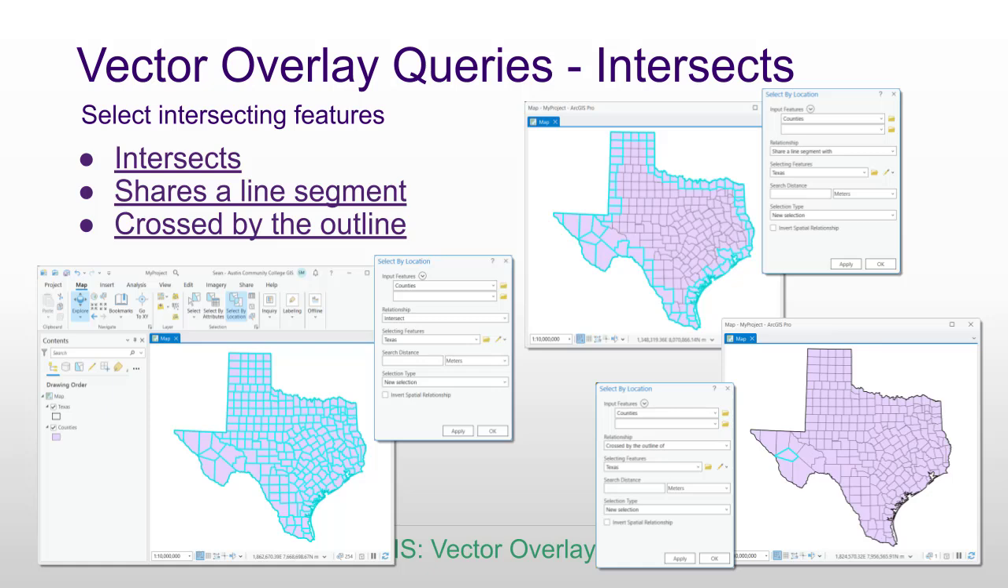In our last example of the intersects spatial relationship, we've got the input features set to counties, the spatial relationship set to cross by the outline of, and the selecting features is Texas. In this case, only one county is selected. That's Jeff Davis County in far west Texas. And I believe it's because there's a single point that crosses the boundary, and it's really small. I tried to zoom all the way in and I couldn't even see it, but I believe that's why it was selected.